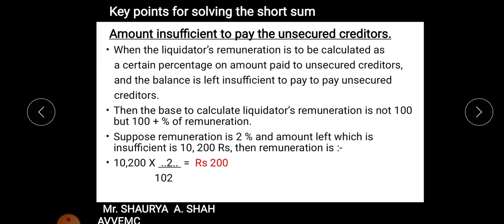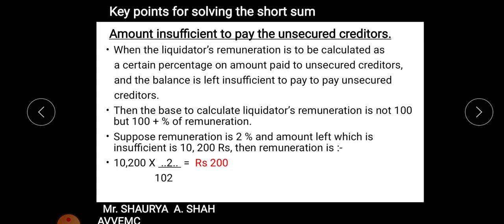Suppose 2% is to be given, consider it to be 102 and compare it with the amount of the balance. Here the example is an insufficient amount of 10,200. So how much will be paid? Again take, if 102 equals the balance amount, what will 2 equal? That will give you the amount of the liquidator's remuneration.